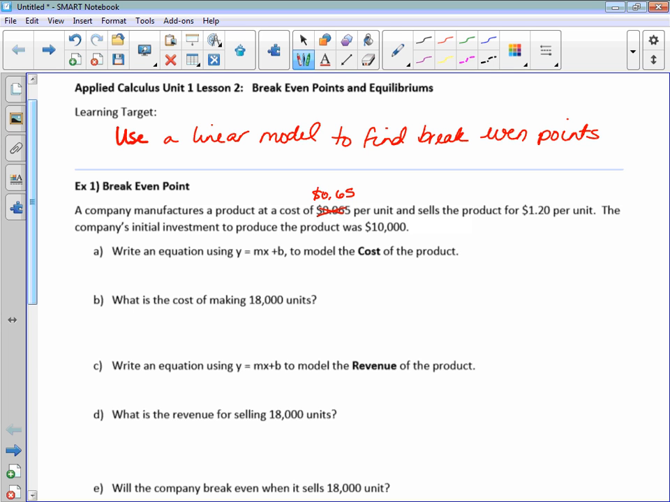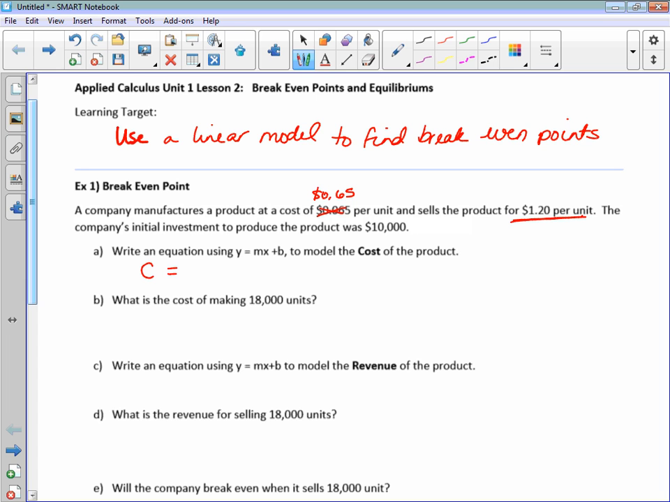So we're going to use a linear equation here, just your basic slope-intercept equation, to write a model for the cost of the product. So we've got three values here: 65 cents, $1.20, and 10,000. Which one has no part of the cost of making this product? Yeah, $1.20. That's what you're selling it for, so that's going to come into play with the revenue. The other two matter. So our equation here that we're looking at, your cost is equal to something times x, which is the number of products, and then plus some constant value.